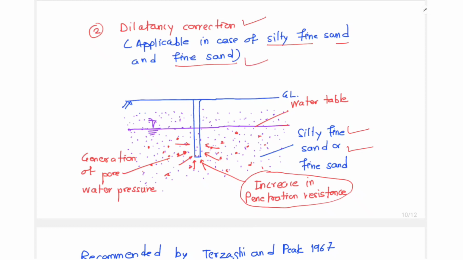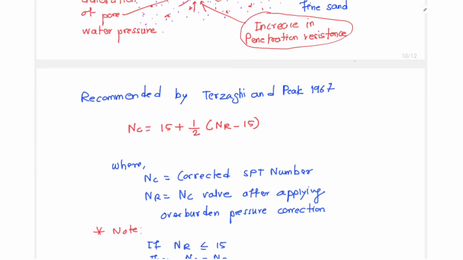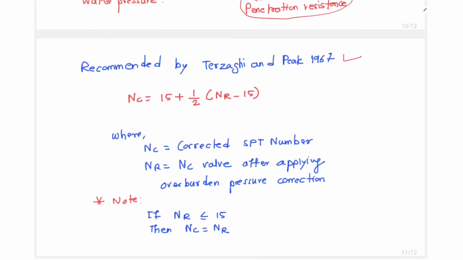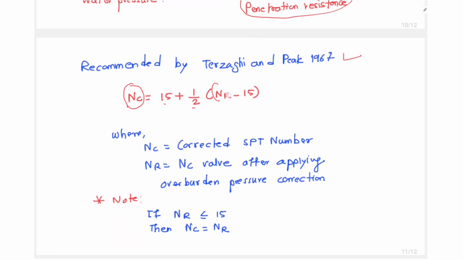Okay, so Terzaghi and Peck in 1967 recommended the dilatancy correction, for which the formula is NC equal to 15 plus half multiplied by NR minus 15. Again, NC is the corrected standard penetration number and NR is the NC value, that is, the corrected standard penetration number after applying the overburden pressure correction. Therefore, first we apply the overburden pressure correction, and second we apply the dilatancy correction.